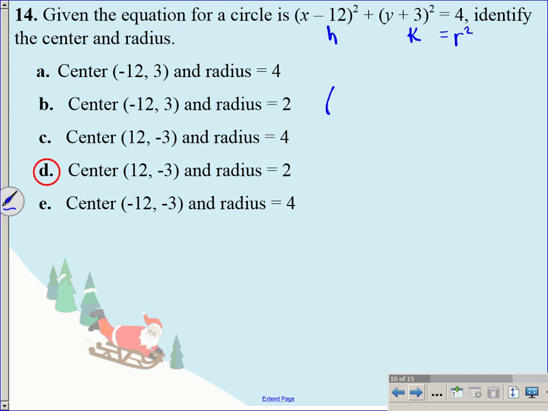So that makes the center 12, negative 3. You have to take the opposites when you pull them out of the parentheses. And if r squared is 4, that means our radius, when you take the square root, is 2. So that is option D. Okay, so 14 answers D.